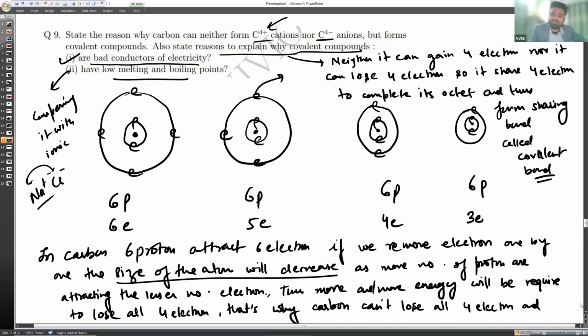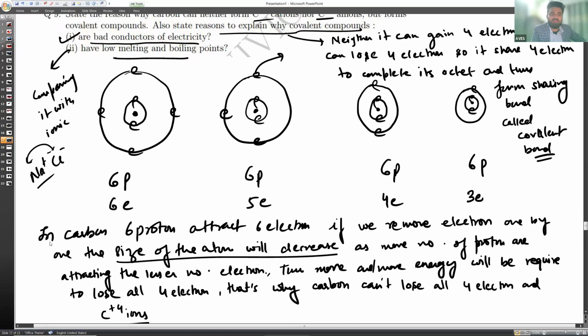So here I have written the answer. Note it down. In carbon, 6 protons attract 6 electrons. If we remove electrons one by one, the size of the atom will decrease as more protons are attracting fewer electrons. Thus, more and more energy will be required to lose all the 4 electrons. That's why carbon cannot lose 4 electrons and form the C4 positive ion. So please note it down. This is a very important question. Note it down in your copy.